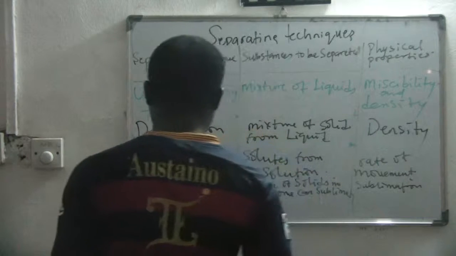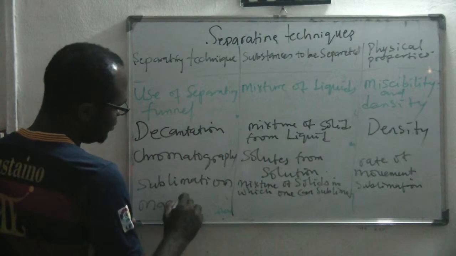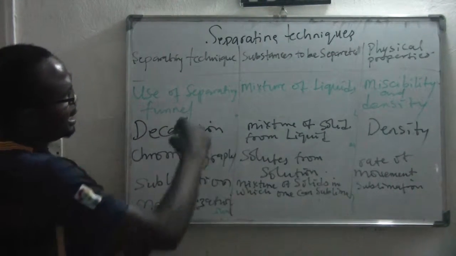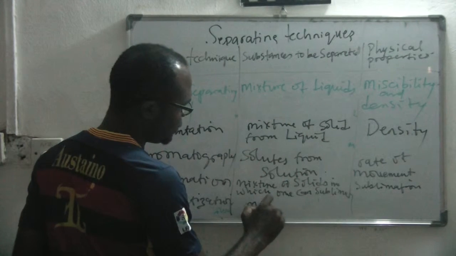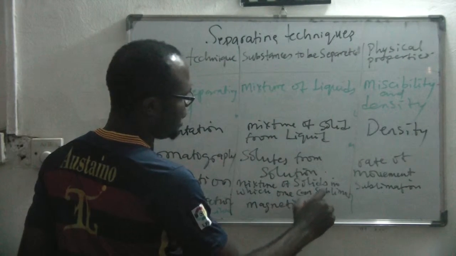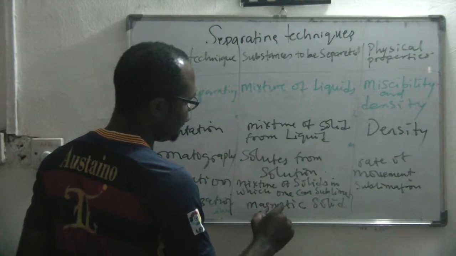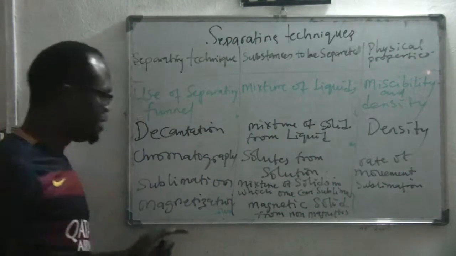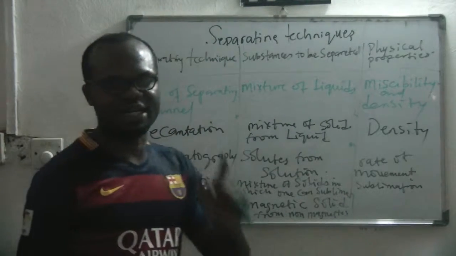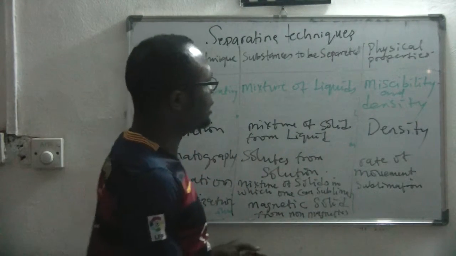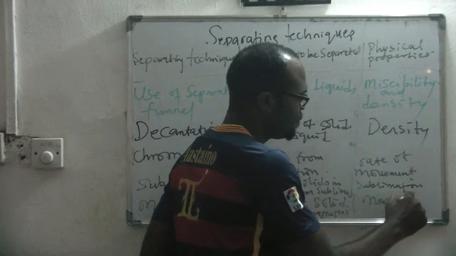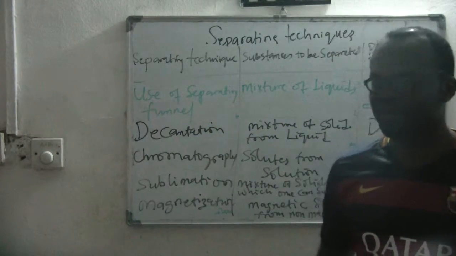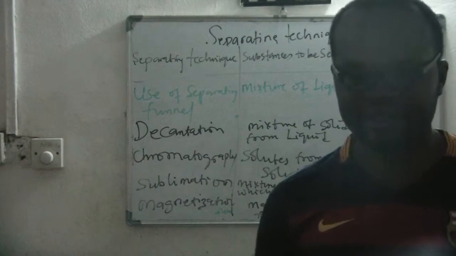Yes. Then lastly is what we call magnetization. It's also a separating technique. You use it to separate a magnetic solid from a non-magnetic solid. And the physical property used here is the magnetic property. Is that clear? So those are the separating techniques that we have. Very, very important.